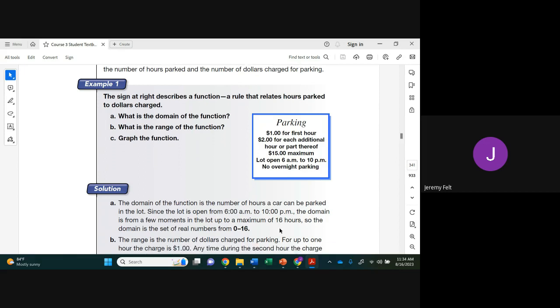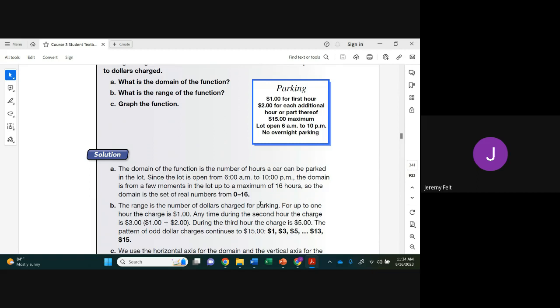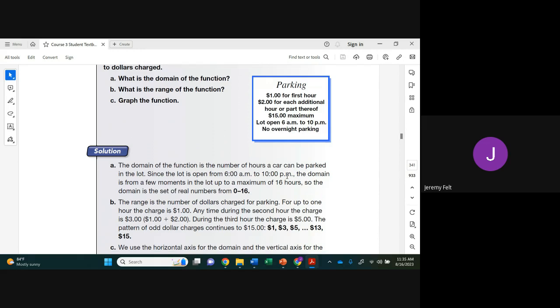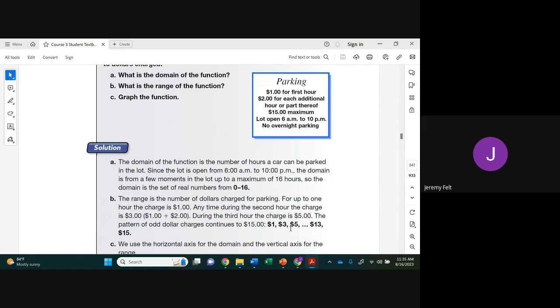Now the range is the number of dollars charged for parking. So we know that it's $1 for the first hour, $2 for each additional hour or part thereof, $15 maximum. So we know it can't go above 15, so it can go $1 for the first hour, then the next hour, because they don't charge you by the minutes, per hour. So $3 plus 2, 5, 7, 9, 11, 13, 15 would be where it would max out. So we can't get charged more than 15. So that would be all the possible output values, or that would be our range.